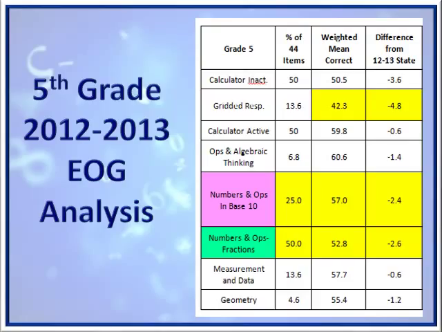One more thing I did want to note, that gridded response was almost 5 points below the state. I'm hoping that's because some counties may have been piloting those gridded response items for the state, and they started using it long before we knew about it, because we didn't find out about gridded response until pretty late into the year. So I'm hoping that now that we knew about gridded response from the beginning of the year, those scores should come way up.